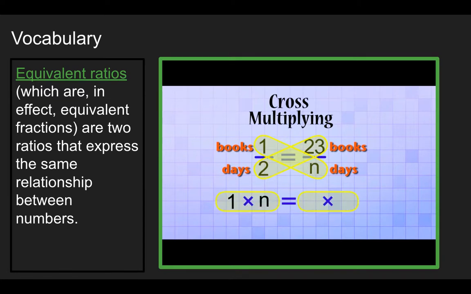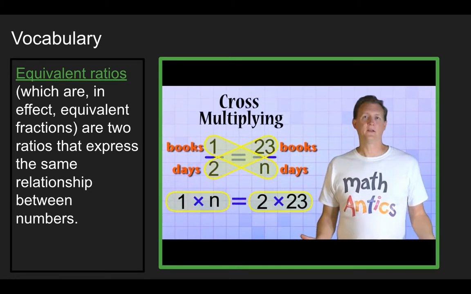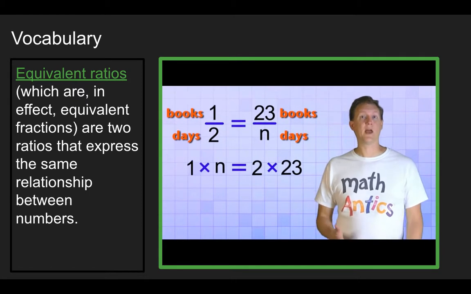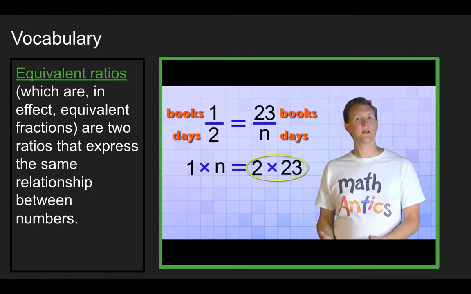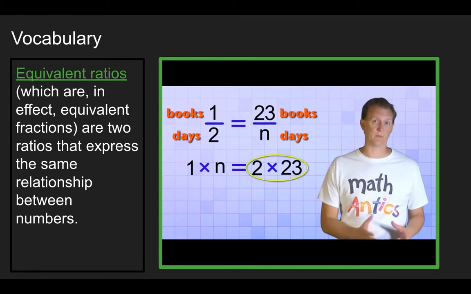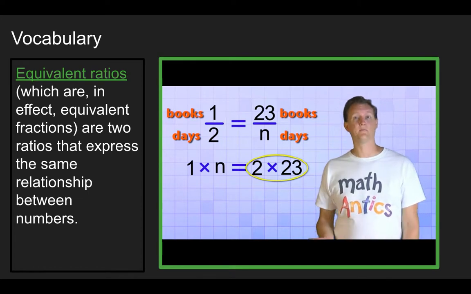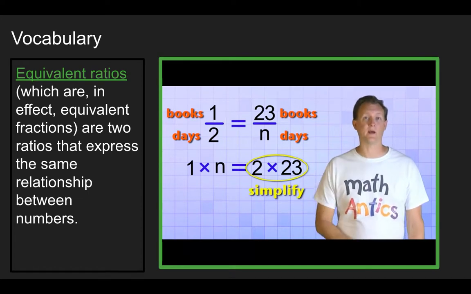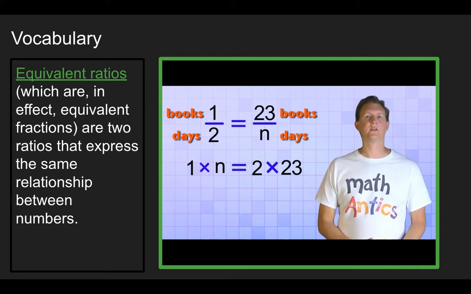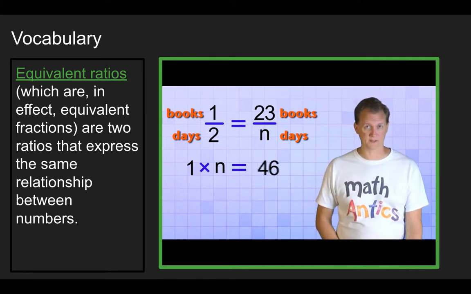1 and n will be multiplied together on this side of the equation, and 2 and 23 will be multiplied together on the other side of the equation. Oh, and as long as you follow the crisscross guides, it doesn't matter which pair goes on which side. Okay, so our proportion has been rearranged. Now what? Well, on one side of the new equation, we have two numbers being multiplied together. The next step is to go ahead and simplify by doing that multiplication. 2 times 23 equals 46.